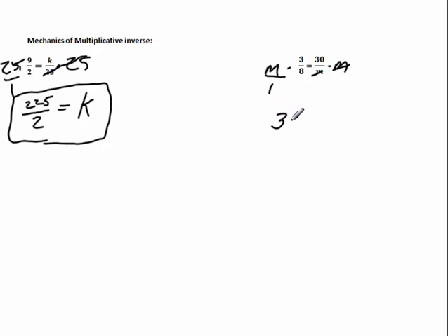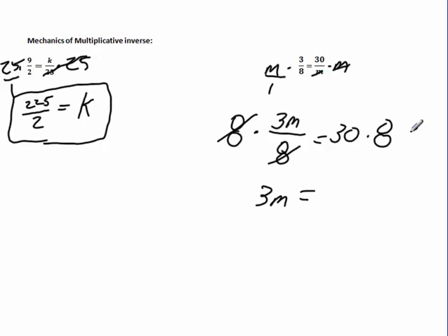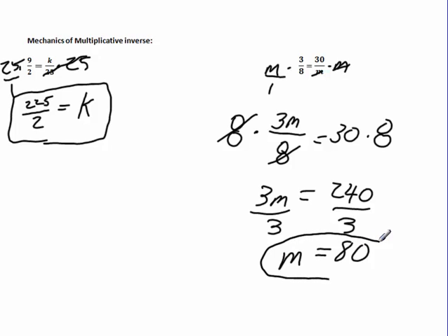So now I have 3m over 8 equals 30. Well, now I have a fraction over here, so I'm going to multiply this side by 8. And now the 8's cancel on the left side, so I'm left with 3m equals, and 8 times 30 is 240. And we can divide by 3, and we're left with m equals 80. Yeah, that ain't too bad.